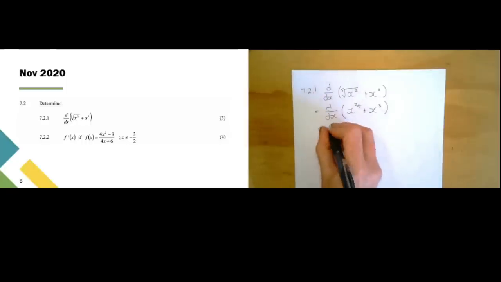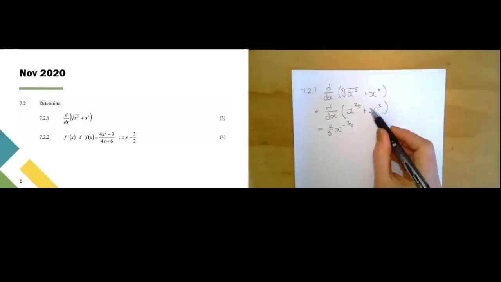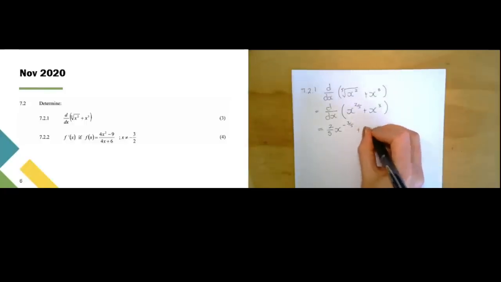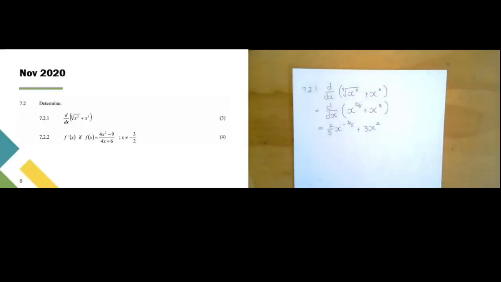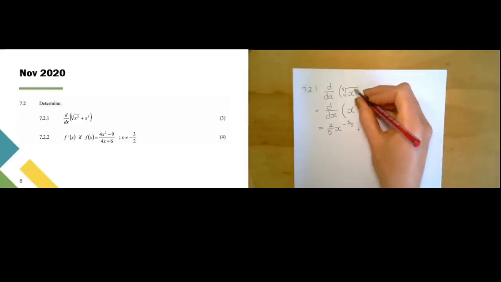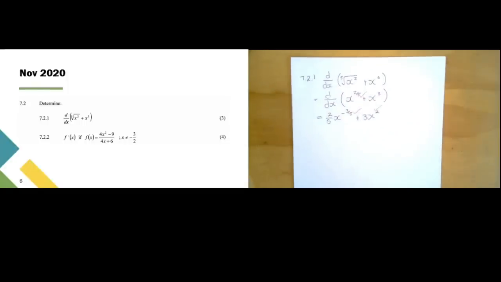2 over 5 times 1 is 2 over 5. X to the power of 2 over 5 minus 1 is minus 3 over 5. Remember, I don't have to give the exponent in this section as a positive one, so I can leave it like that. Second term, 3 times 1 is 3, so plus 3. X to the power of 3 minus 1 is 2. This counted 3 marks. It was a mark for writing the root into an exponential form, that x to the power of 2 over 5, and then a mark for each of the terms that you got the first derivative of.